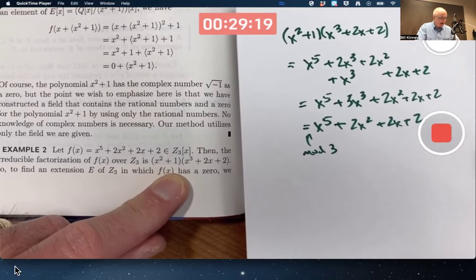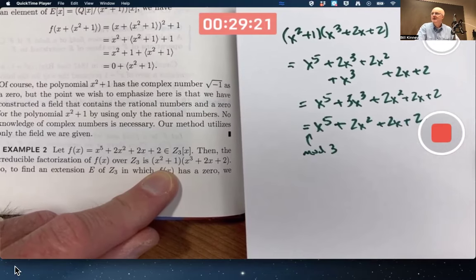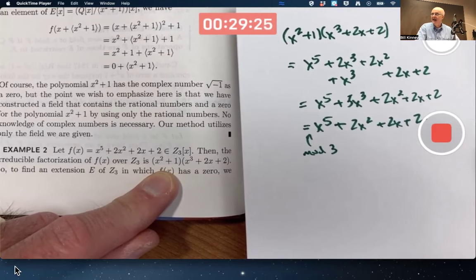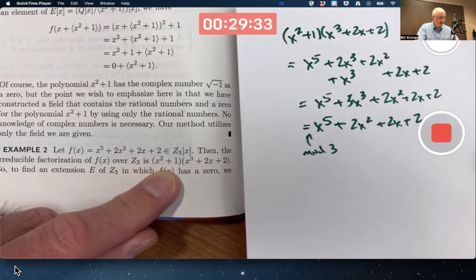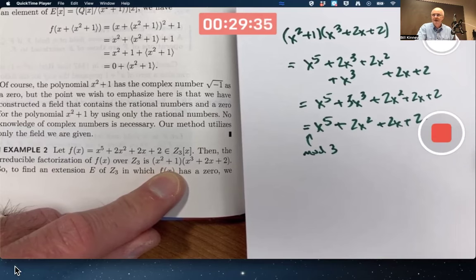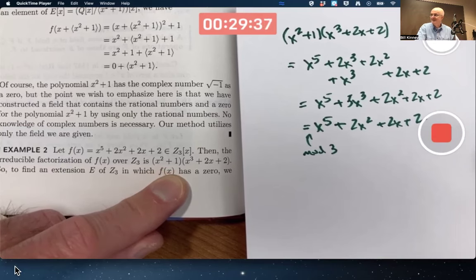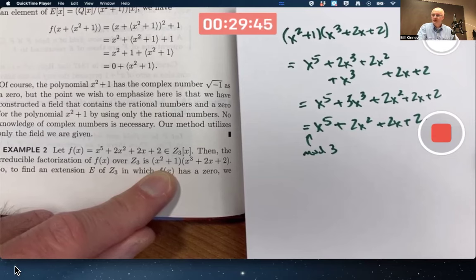Instead, just realize, hey, that has degree 2. It's good enough to check that it has no zeros in Z3. Yeah, the only possible zeros are 0, 1, and 2. And none of those work, right? 0 squared plus 1 is not 0. 1 squared plus 1 is 2, not 0. 2 squared plus 1 is 5. Mod 3 is 2, not 0. So this is irreducible over Z3.